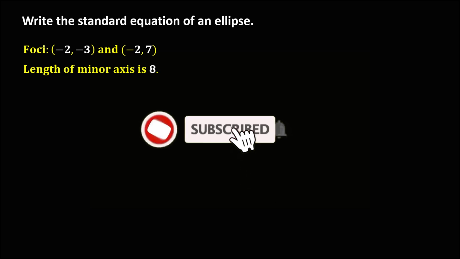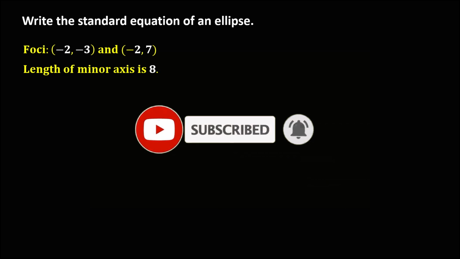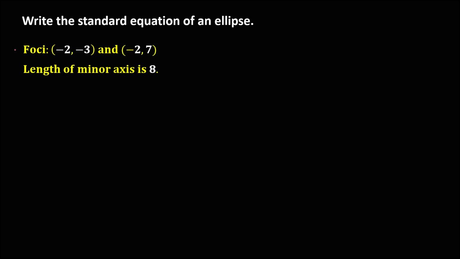So for this problem, to write the standard equation of an ellipse given the foci and the length of the minor axis, first we need to plot the given coordinates. From this focus, x is negative 2, so this is negative 2 for x, then y is negative 3, and this is negative 3 for y. Then connect. So this is now the point for the focus.